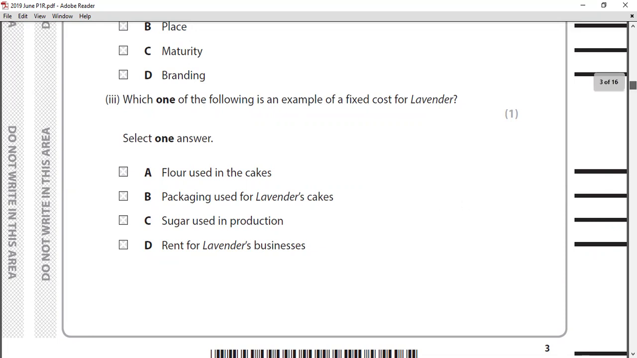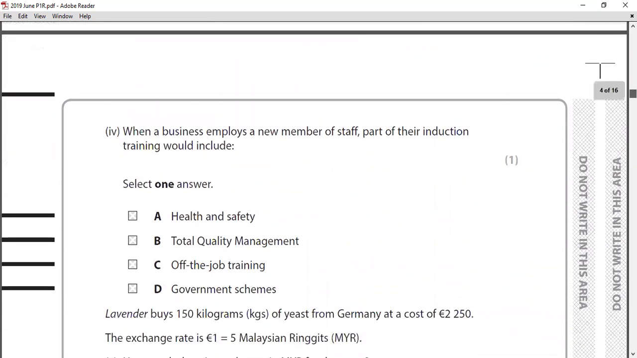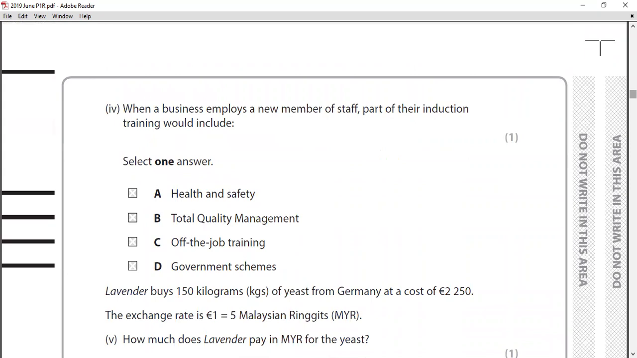Okay, let's go to question number 4, MCQ. When a business employs a new member of staff, part of the induction training would include... There are certain types of training: induction training, on-the-job training, off-the-job training. Induction training is to give the new worker training to familiarize them with the system. So the correct answer is A. Health and safety is the correct answer. B, C, D are wrong answers. Health and safety training you have to introduce on the first day, the first few weeks of training, as orientation or induction training.